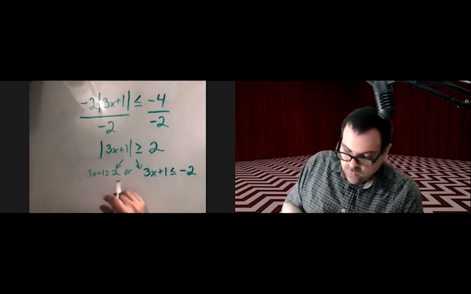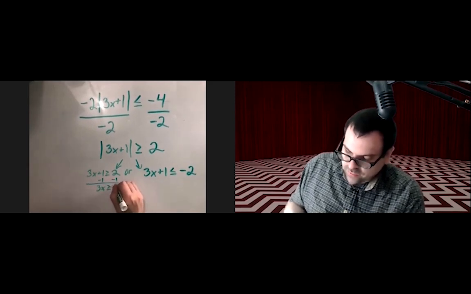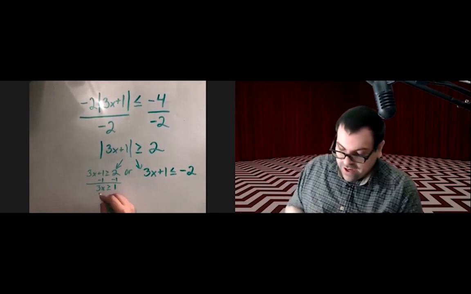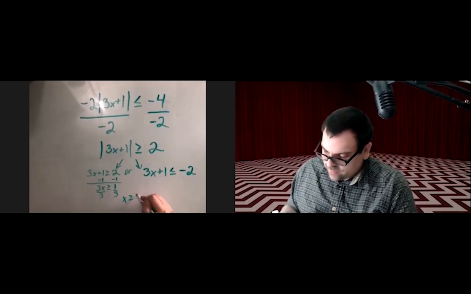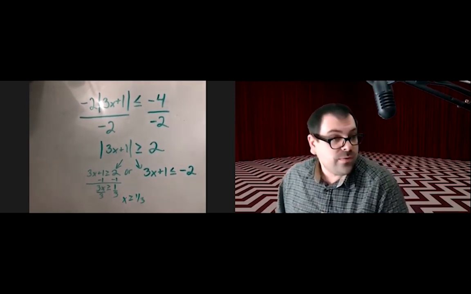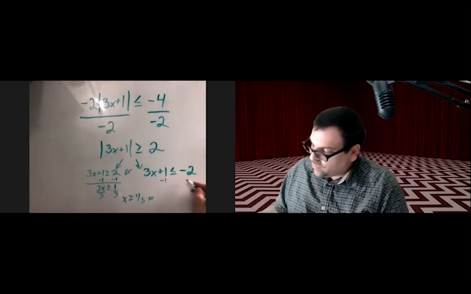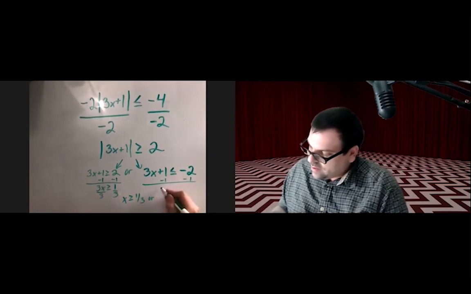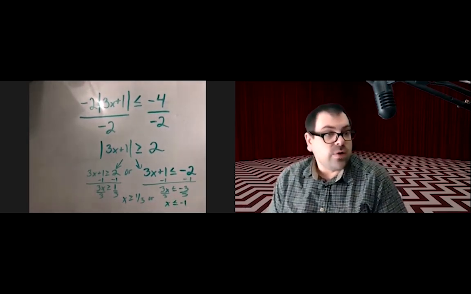If I subtract 1, I get 3x is greater than or equal to 1. If I divide both sides by 3, I get x is greater than or equal to 1/3. Or the other side, subtract 1 from everything. I get 3x is less than or equal to -3. If I divide both sides by 3, I get x is less than or equal to -1.